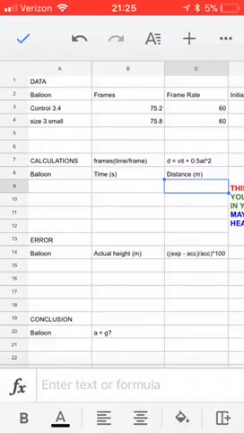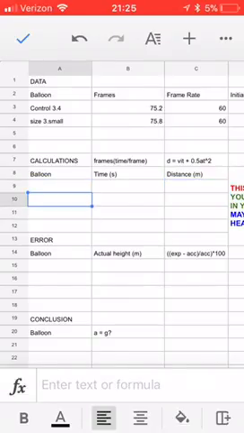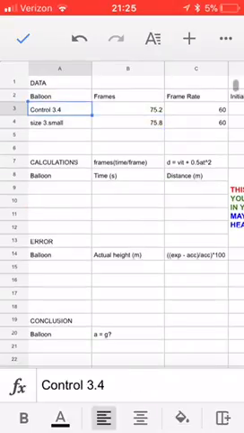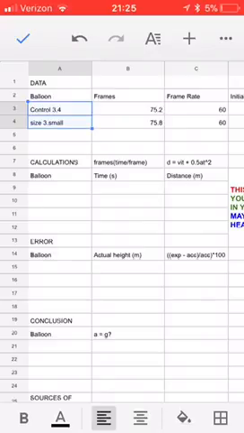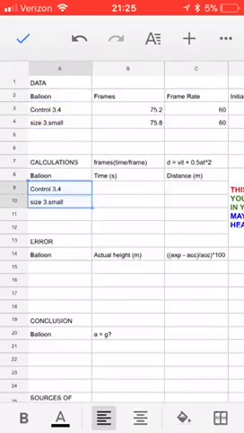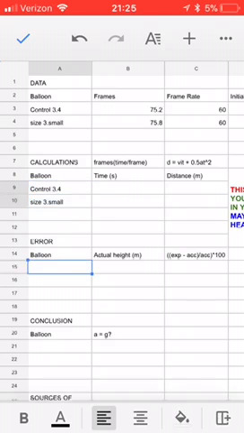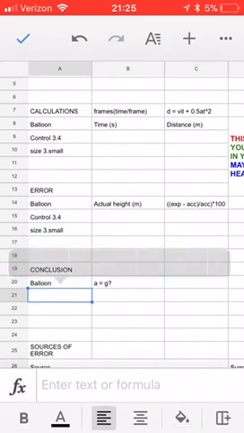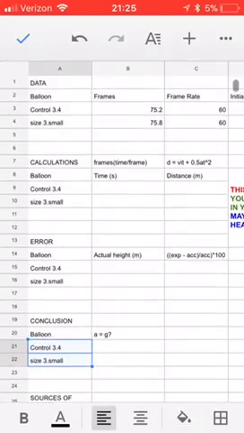So all your basic data is entered, and now it's time to do some calculations. Again, we have the first two balloons: control 3.4 and size 3 point small. It's going to be the same balloons, so you could select these two cells up here, copy, and paste them in. You'll also paste them for the error and the conclusions. You may want to go ahead and do that right now.